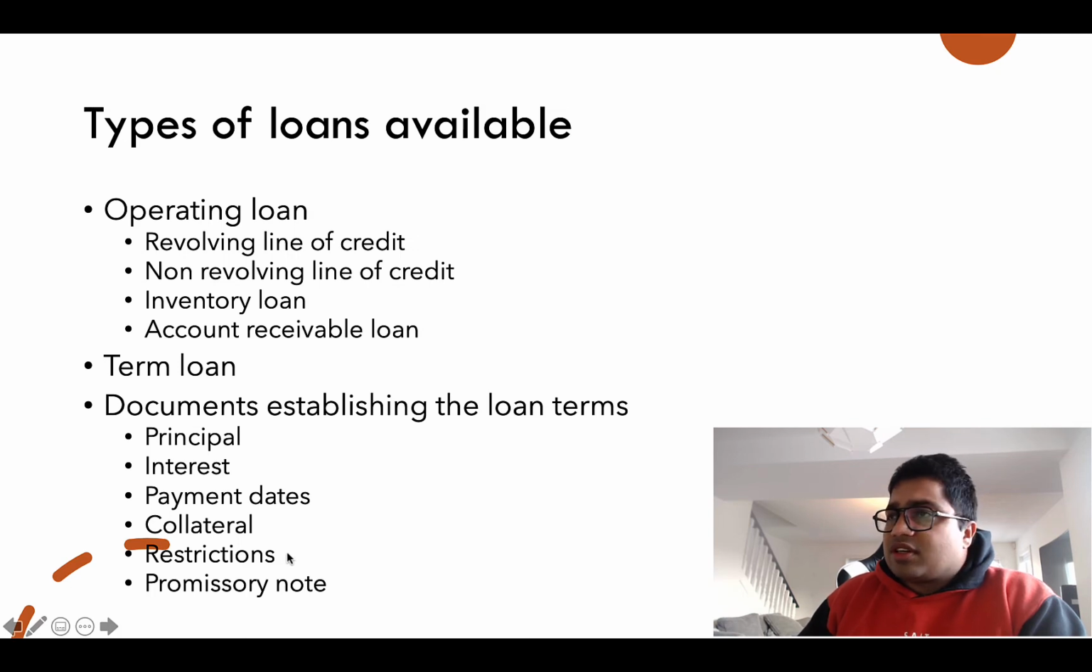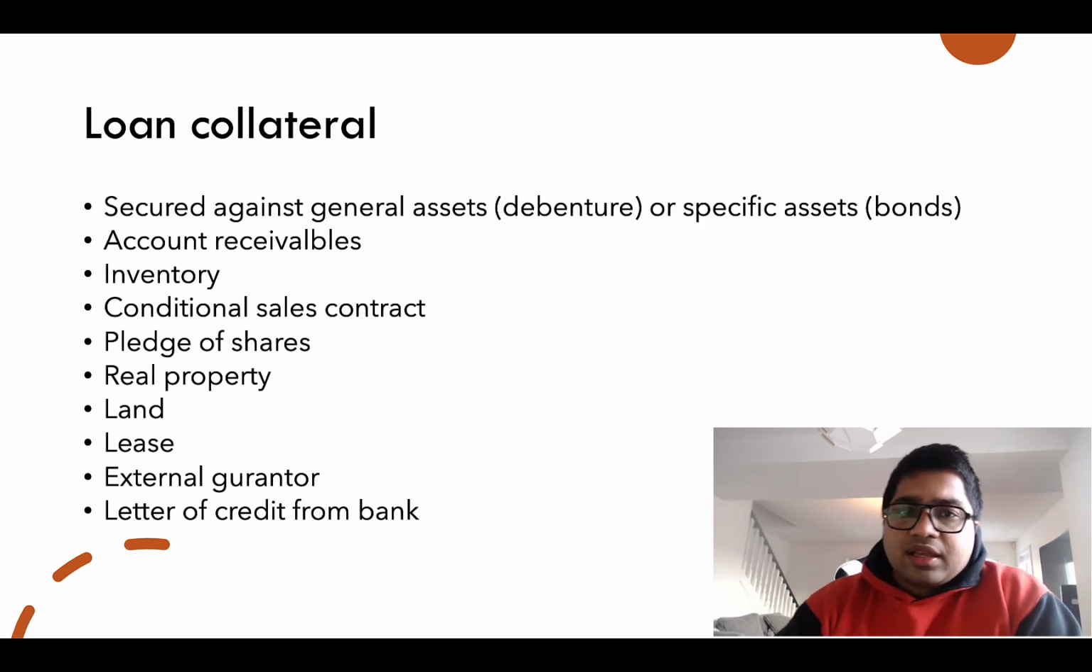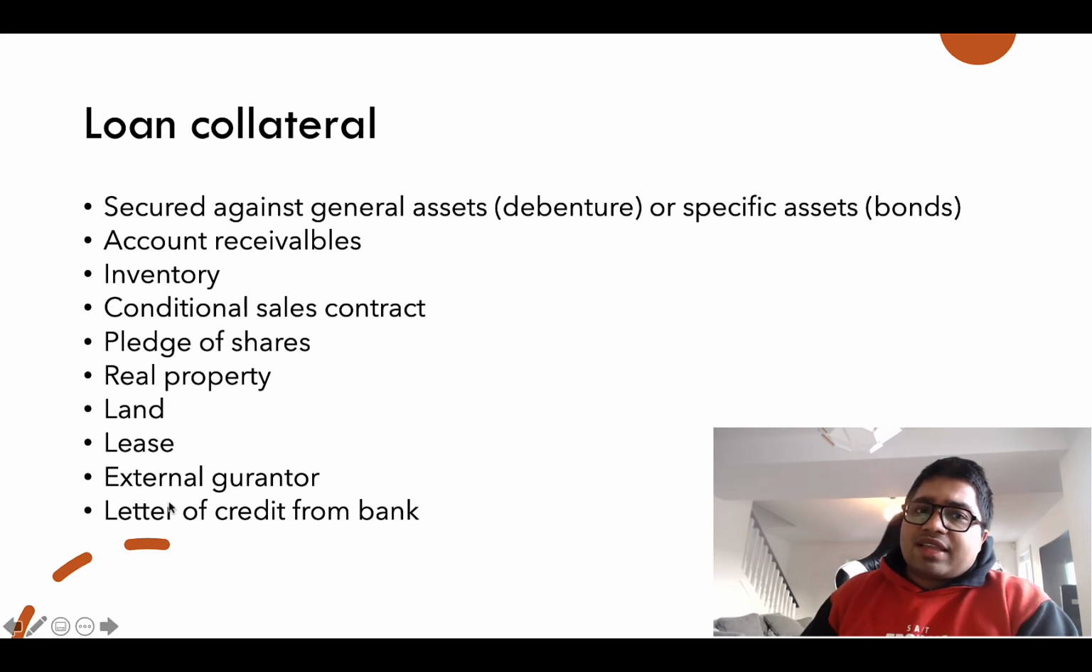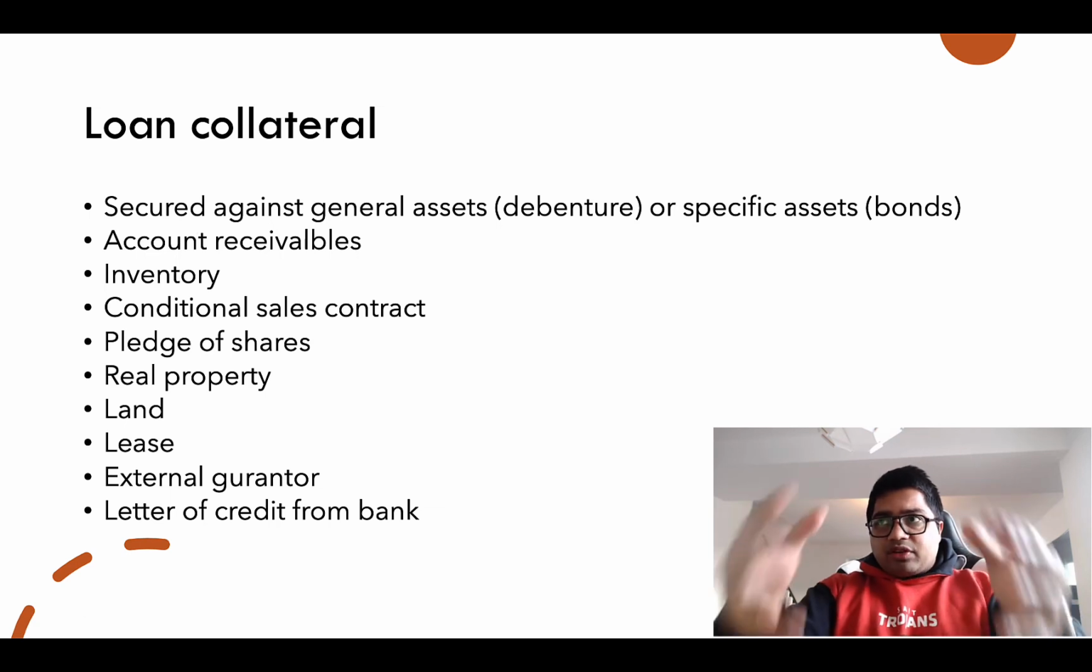Now they may include certain restrictions. Restrictions can be that you cannot borrow more, or that you have to pay back before filing for bankruptcy. All these restrictions can be put by banks. Or it can be a promise, and you need a promissory note in which you promise the bank that you will pay back that loan. Now loan collateral is something that you put in front of the bank, against which you borrow. Collateral means you're giving something to the bank for safekeeping and you're borrowing against that collateral.